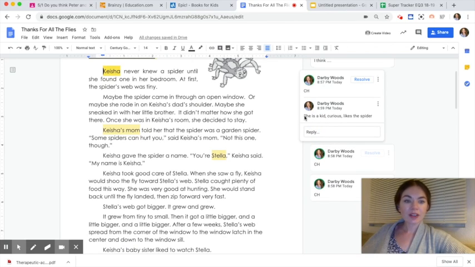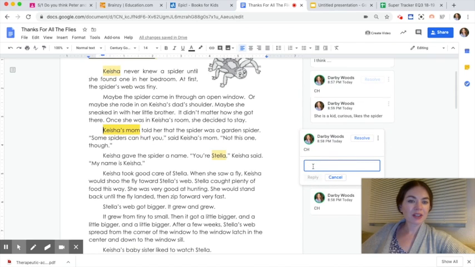Now that I've decided what I know about Keisha, I want you to do the same for Keisha's mom and Stella. What do we know about them so far? Go ahead and add a comment by clicking reply to what you know about these two characters so far. Pause here and go ahead and do that.